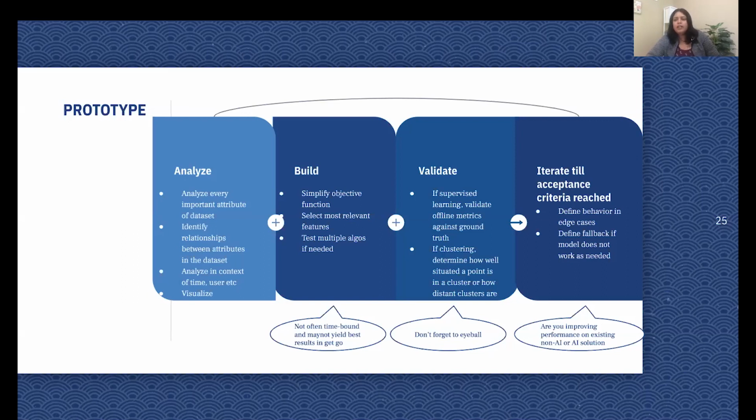And then the final part is define an acceptance criteria, define behavior in edge cases, define fallback if the model does not work as you thought it would, and iterate till the acceptance criteria is reached. And keep in mind, when you define the acceptance criteria, what are you improving on? Are you improving performance on an existing non-AI solution or an existing AI solution? Because your acceptance criteria will differ significantly. And then do this in a cycle.